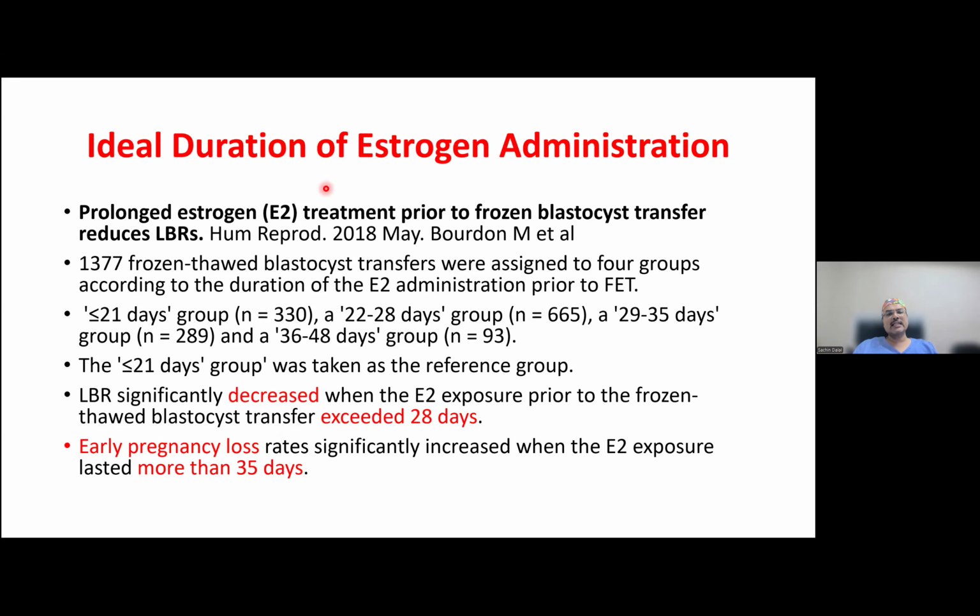So, looking at the ideal duration of estrogen administration, they've noted that if you give beyond 22 to 28 days, there is significant decrease in the pregnancy rates. So, try to stop your endometrial preparation after 25 to 28 days, because more than 28 days, the results you are not going to get.